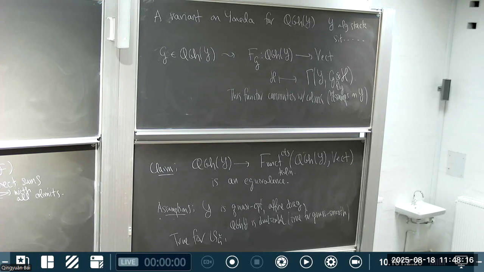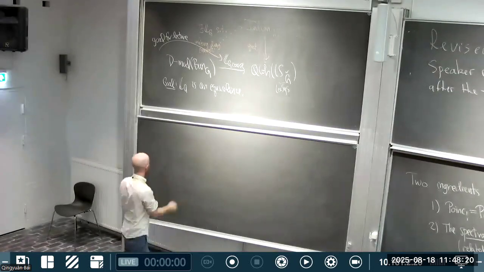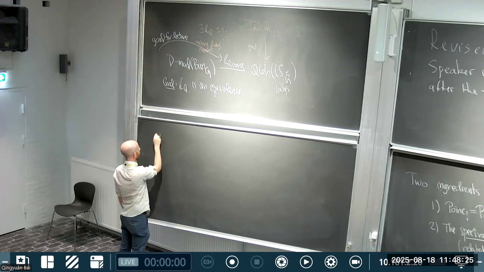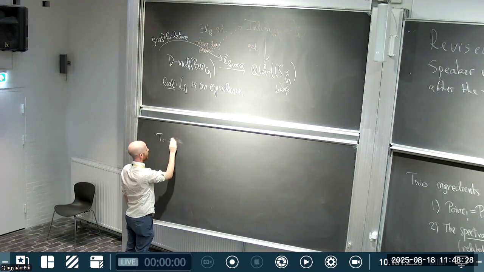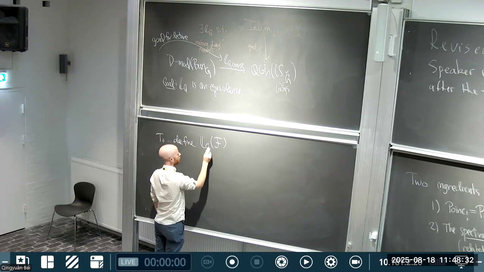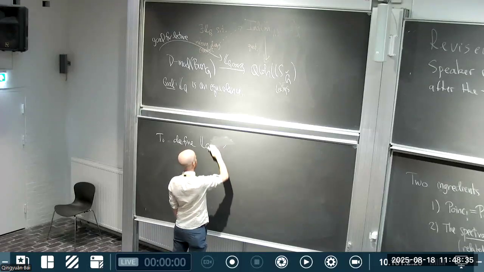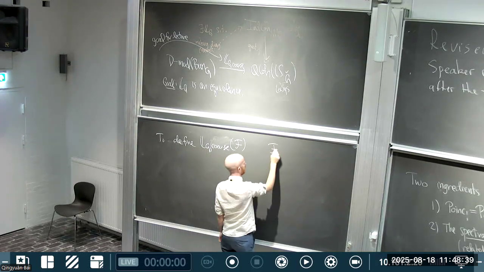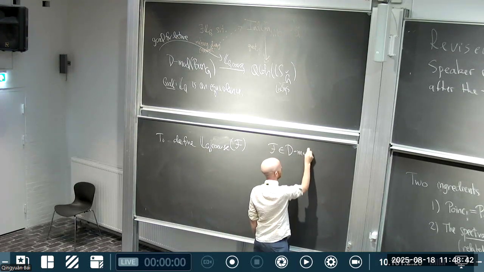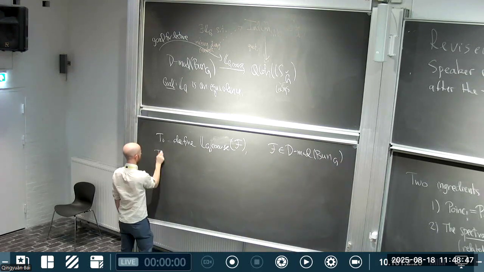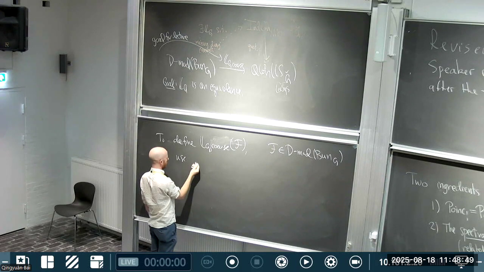Okay, so now let me just say, so what I'll do is to define L_G coarse of F, for F not divided by G. I'll use this dual notation.